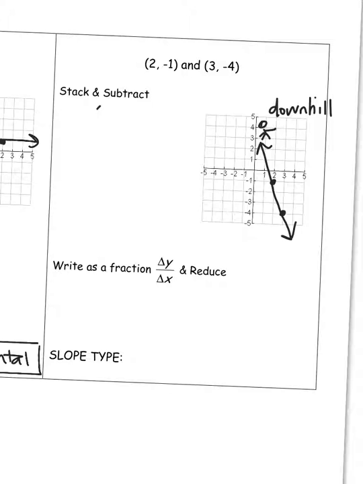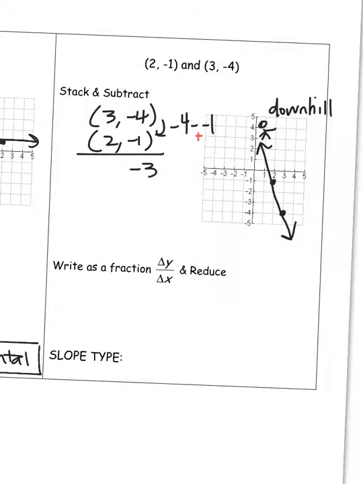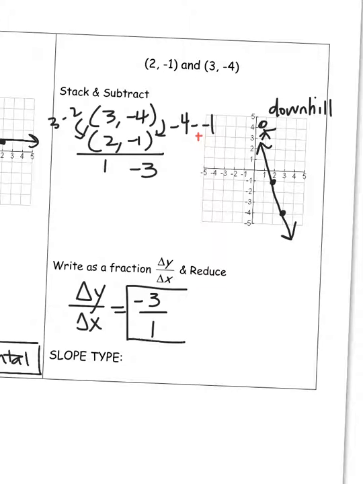So I'm going to pick a point to go on top. I'm going to pick 3, -4, and stack it on top of 2, -1, and subtract -4 minus -1. -4 minus -1 turns into -4 plus 1, which is -3. And then over here I do 3 minus 2, which is positive 1. We write our answer as a fraction. Change in y over change in x is -3 over 1. Now this is my final answer, but it says to reduce. You can actually reduce this if you want to just -3.